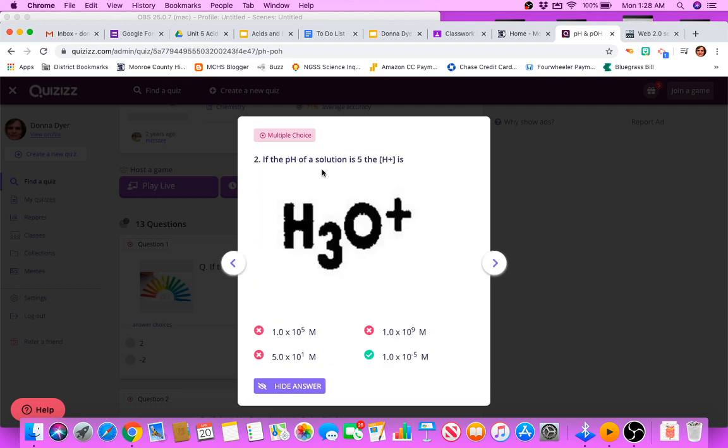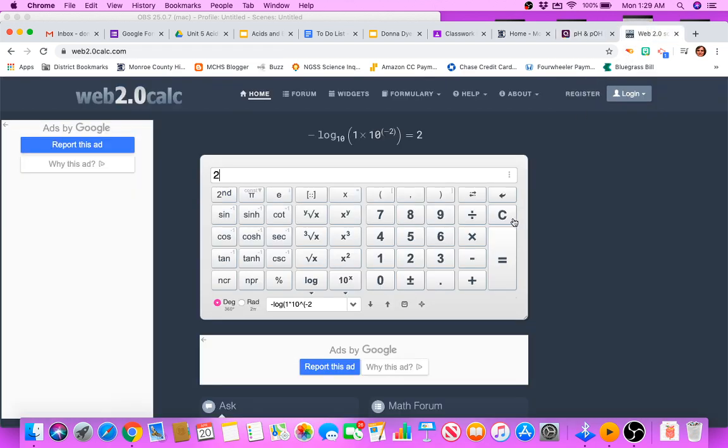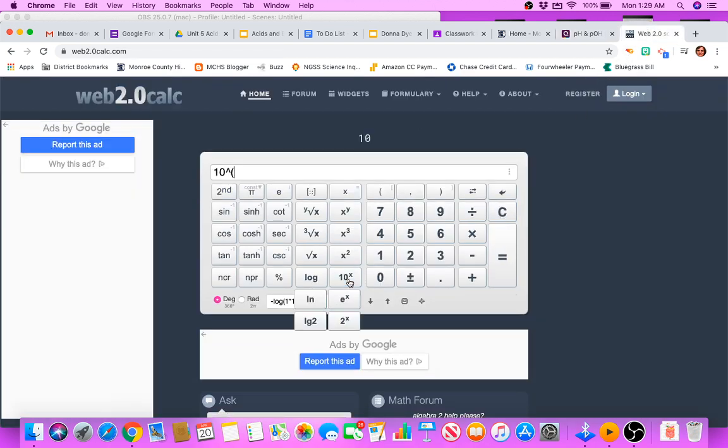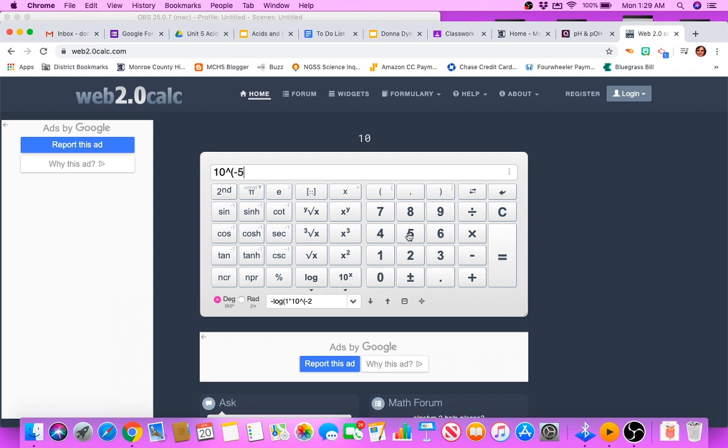Okay? The next one. If the pH of a solution is 5, then the hydrogen ion concentration is. Well, if I know the pH, remember, I can find the hydrogen ion concentration by doing 10 to the negative pH. So I need to do 10 to the negative 5 here. So go back to my scientific calculator, clear, 10 to the x, 10 to the negative 5 equals. And this shows me that my answer is 0.00001. So in scientific notation, that would be 1 times 10 to the negative 5.